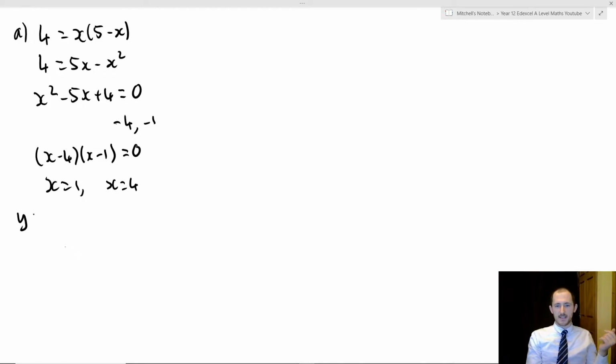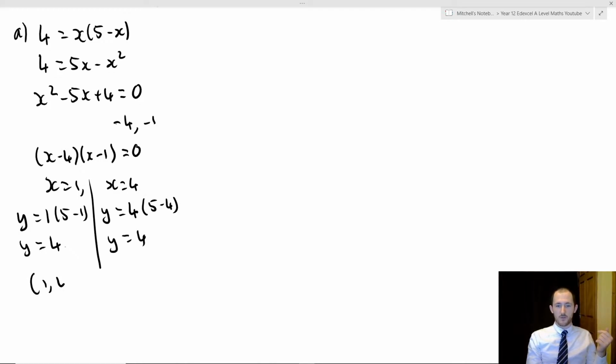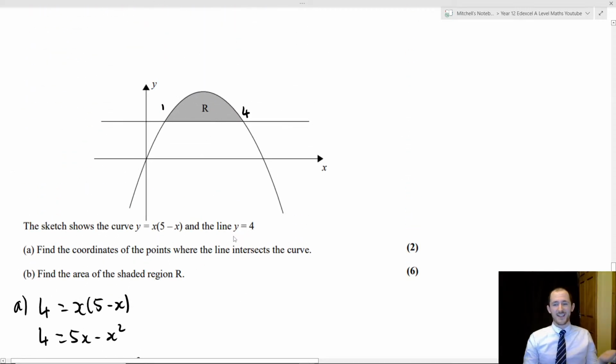So y is now going to equal, for this left-hand side, it's going to be x, so that's 1 times 5 minus 1, which shockingly is 4. Subbing in 4 as well, you get y equals 4 times 5 minus 4, shockingly is 4. So our 2 coordinates are 1, 4, and 4, 4. Again, you don't actually need to sub it in to find what the y value is, if it's obvious from the fact that the line is y equals 4, okay?